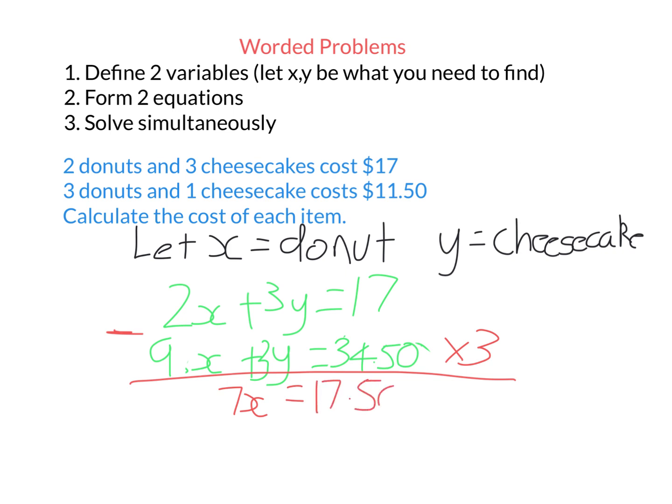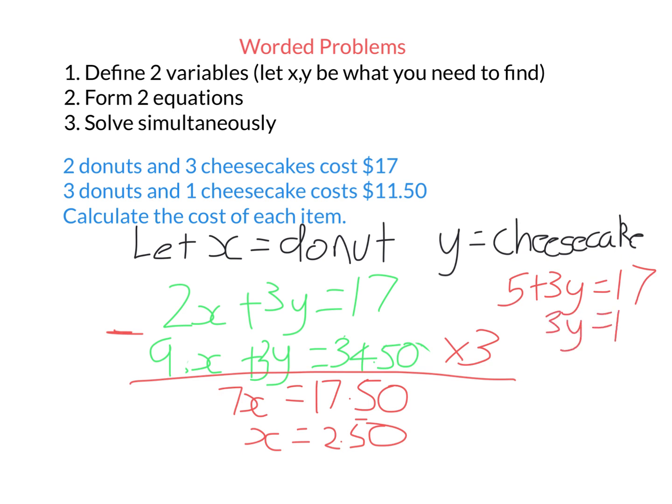So if I divide each side by 7, I get x is 250. So I've just found that a donut costs 250. What would be the cost of a cheesecake? Well, I can substitute into either equation, doesn't matter which one. So I get 2x, 2 times 250 is 5, plus 3y equals 17. Subtract 5 from both sides, divide each side by 3, y is 4. So that means each donut costs $2.50 and each cheesecake costs $4.